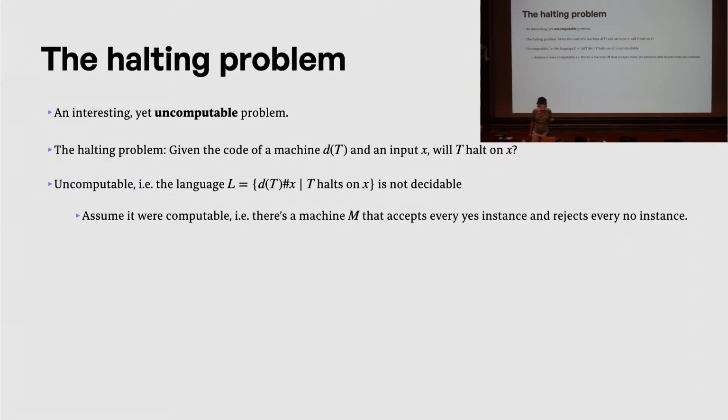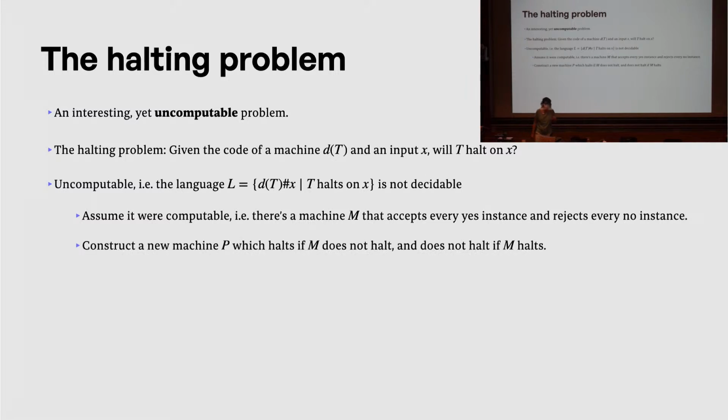Okay, how do you prove it? Very simple. Assume it were computable. So again, it's a proof by contradiction, like Cantor's theorem. So assume there's a machine, M, that accepts every yes instance and rejects every no instance. So that does the job both on the yes and on the no side. Construct a new machine P for paradox, which halts if M does not halt, and which does not halt if M halts. Like you can add a finite kind of transition rule so that if one halts, the other kind of gets stuck in a loop forever, and if one does not halt, the other kind of stops. So that's like negation.